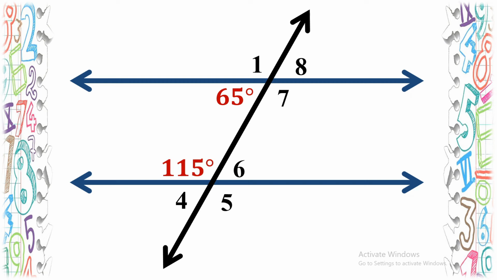Very good. It's 115 degrees. Because angle 2 and angle 3 are same side interior angles, so they are supplementary. So if we subtract 65 from 180 degrees, that gives us 115 degrees. Or if we add 115 degrees and 65 degrees, it gives us 180 degrees.